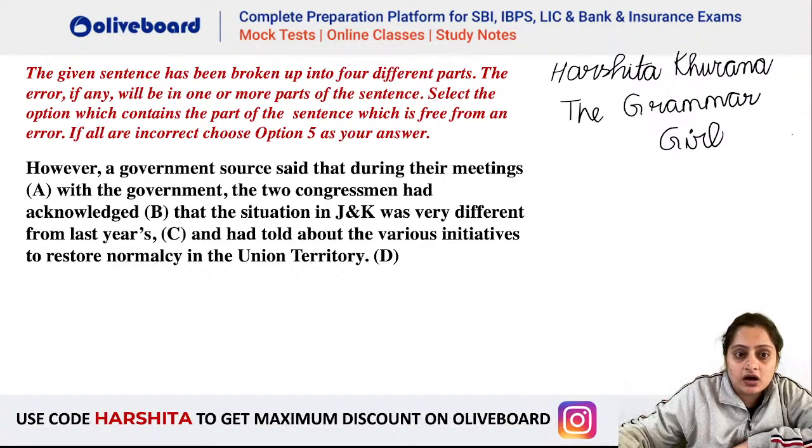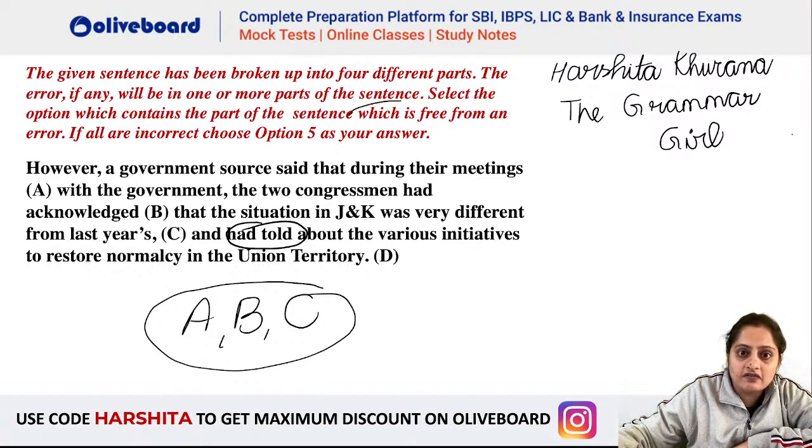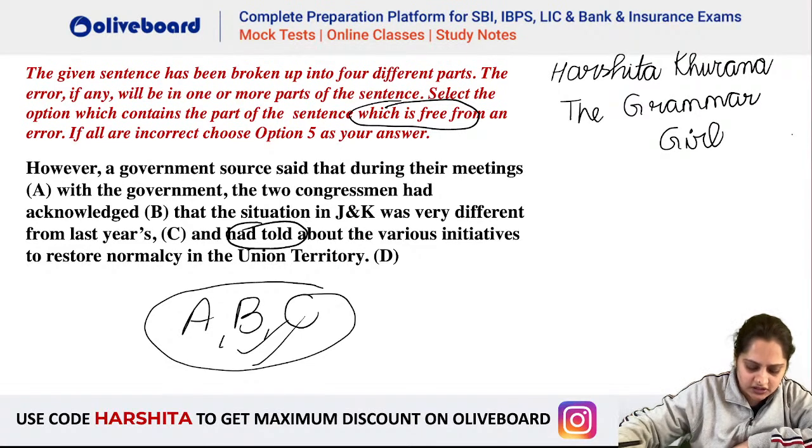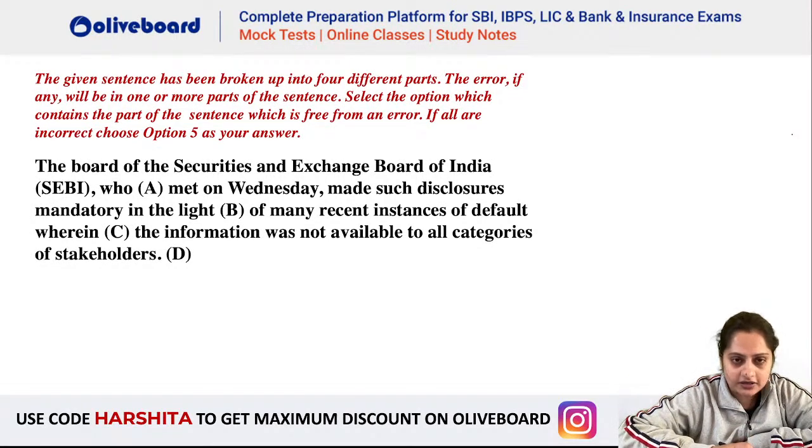Okay, guys. Now, the situation was very different from last year's. "Had told" will not come. Guys, there is an error only in D. A, B, C are the error free parts. You have to mark parts which are free from error. So guys, A, B, C are free from error. There is tense here. "Had told", past perfect, will not come here. Okay. The full sentence is in simple past. Chalo. Rest all were correct. Next one, try this.